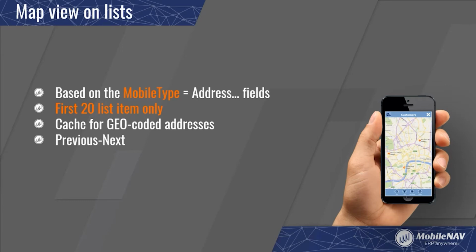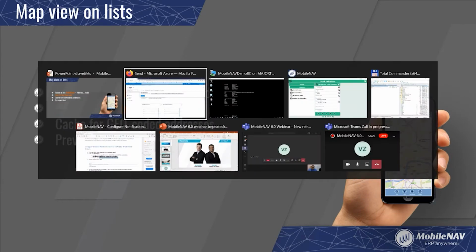Now we have implemented a story which is about showing the list view in a map layout. So within this story, you can use the already existing mobile type address fields, and you can switch your list view into a map layout. I will show how this works.